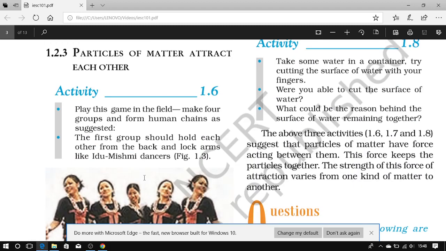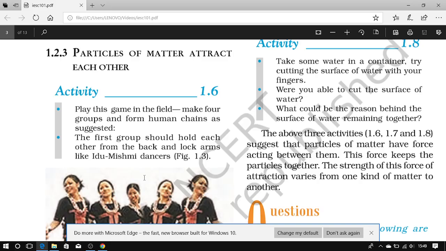Activity 1.8. Take some water in a container. Try cutting the surface of water with your fingers. Were you able to cut the surface of water? No. Very few times we may be able to cut it, but for a long time this is not possible. What could be the reason behind the surface of water remaining together? Because of kinetic energy, the water flows continuously, so we cannot break it for a long time. It would need an external force.